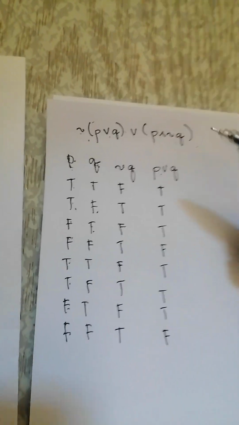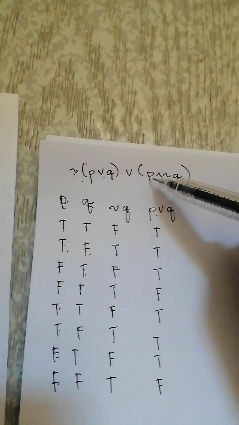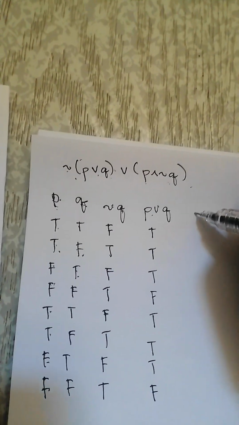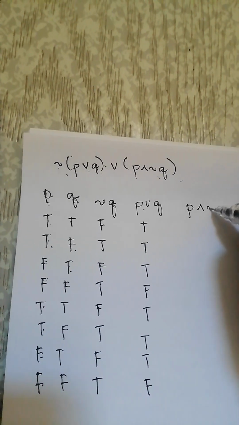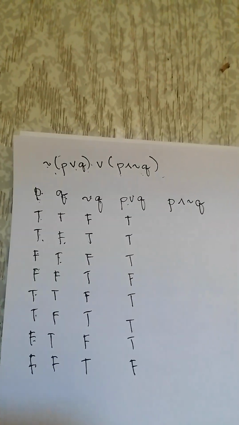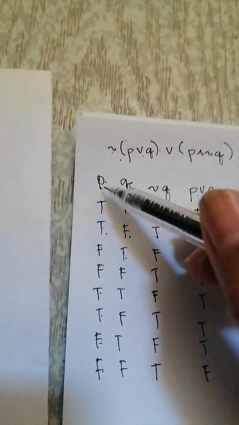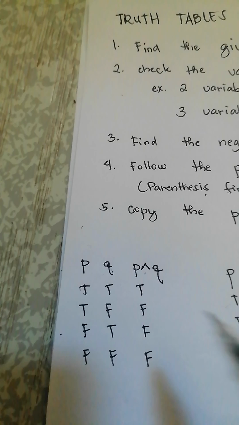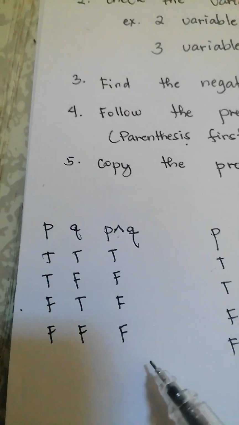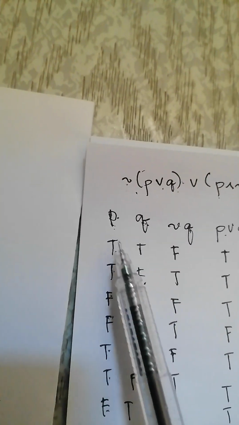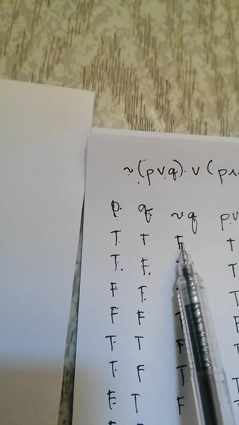Okay. Next, parenthesis. We have P and not Q. P and not Q. Okay. We have already here the not. We have the not Q. We have the P here. So, the rule of AND, if one condition is false, that will always be false. Okay. So, P and not Q.